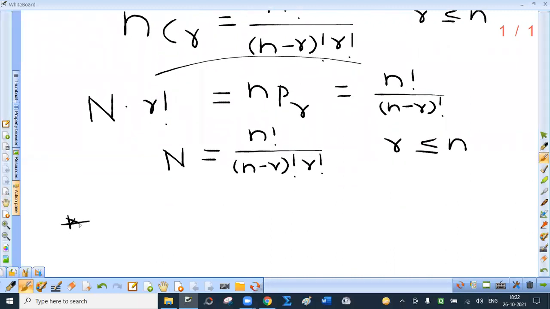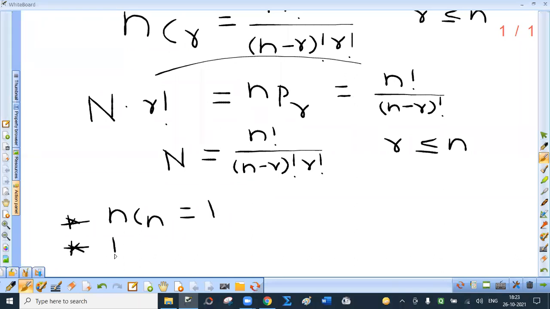Now, can you tell me what is nCn? In all, there are n things and we have to select all at a time. So that is not basically selection, that is compulsion. So what is nCn? It must be 1. Verify. What is nCn? n factorial upon n minus n, that is 0 factorial into again n factorial. n factorial upon n factorial is 1.